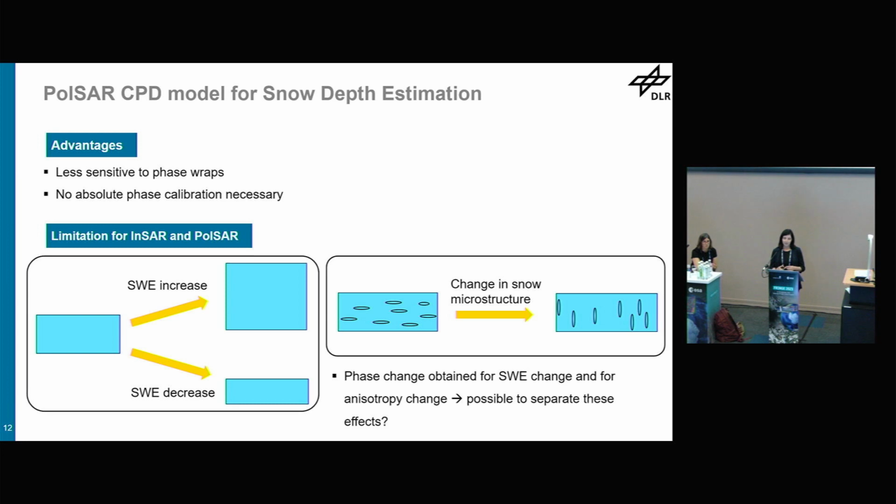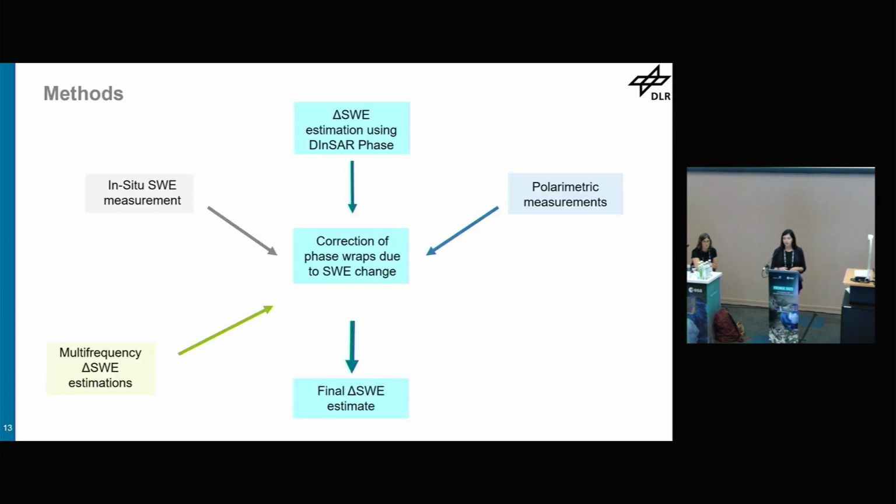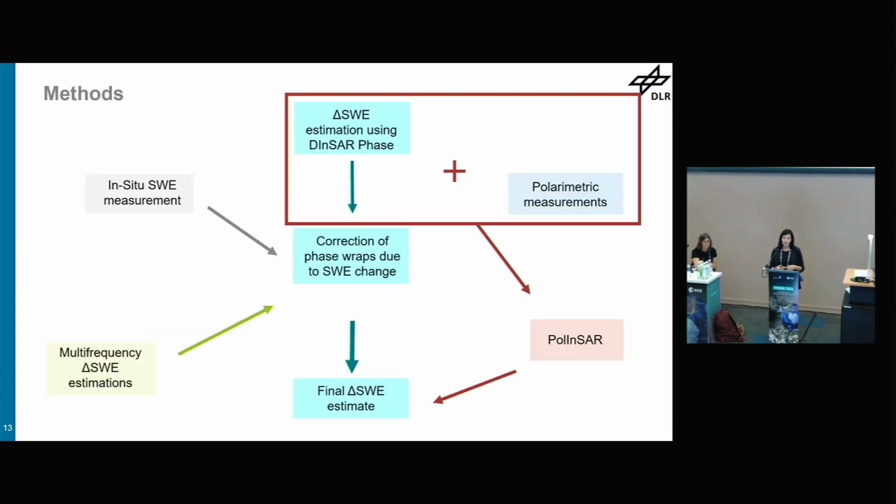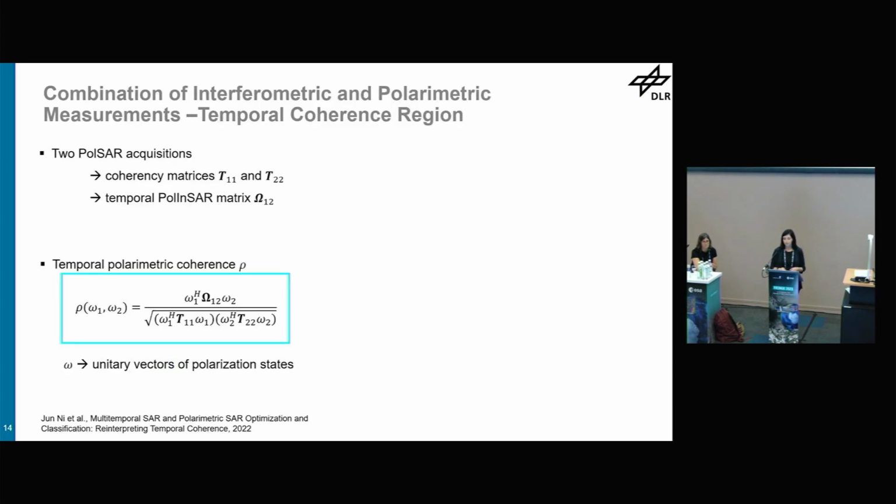And the question is whether it's possible to separate these effects. For that, the idea is to combine the DInSAR and polarimetric measurements in a Pol-InSAR approach. For that, we want to calculate the temporal coherence regions. So we need two polarimetric acquisitions at two different times, and we use dual-pol data.